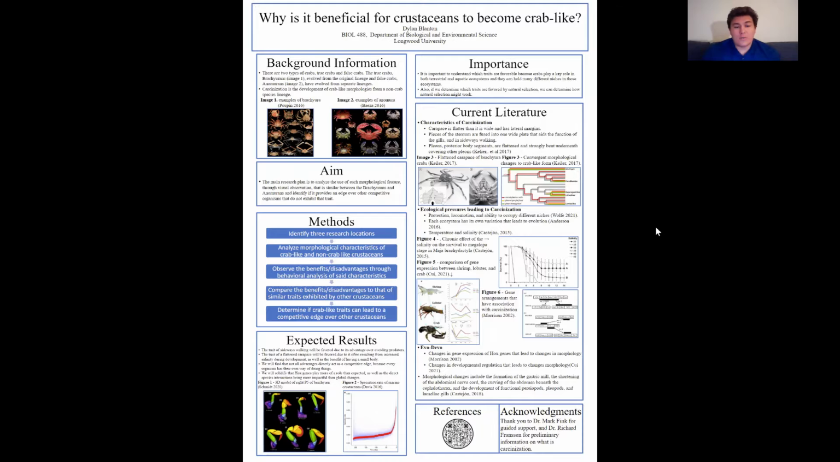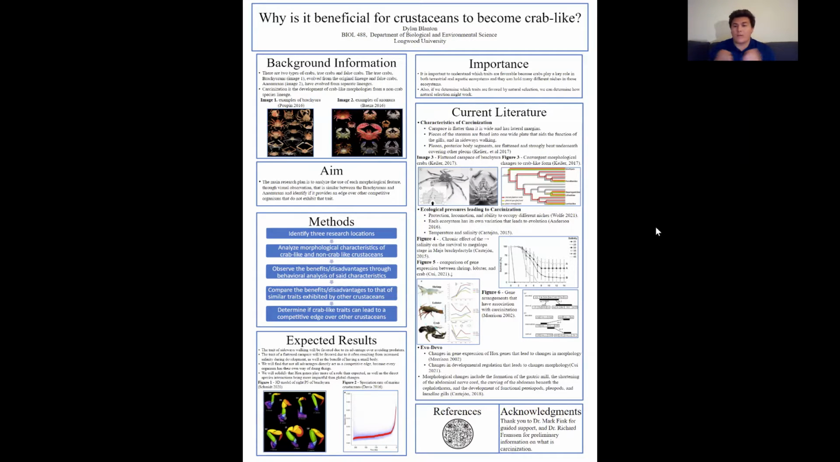All right, but the main research plan here is to analyze those morphological features through visual observation. So looking at them, observing them either through video or actual in-person observation. And we'll basically be comparing the similarities and differences between the brachyurons and the anomurans, as well as other species that possibly may later evolve into or perform carcinization towards having a crab-like feature. And we're going to be seeing if there's a competitive edge that the carcinized organisms have over the non-carcinized organisms, or the non-crab-like organisms.